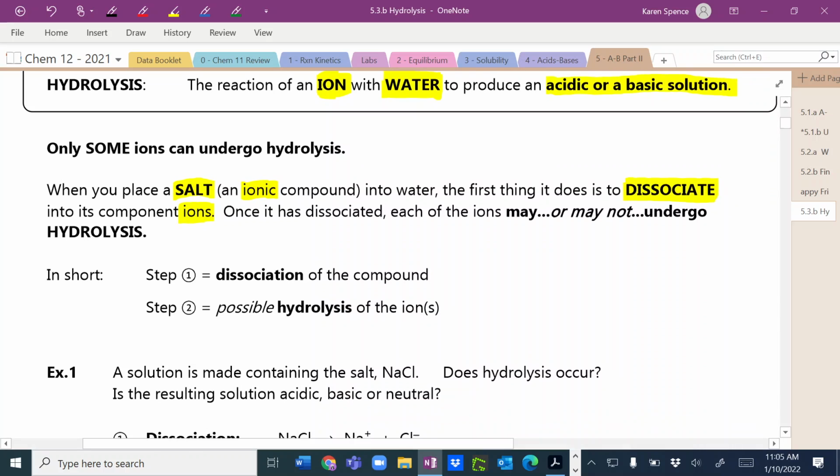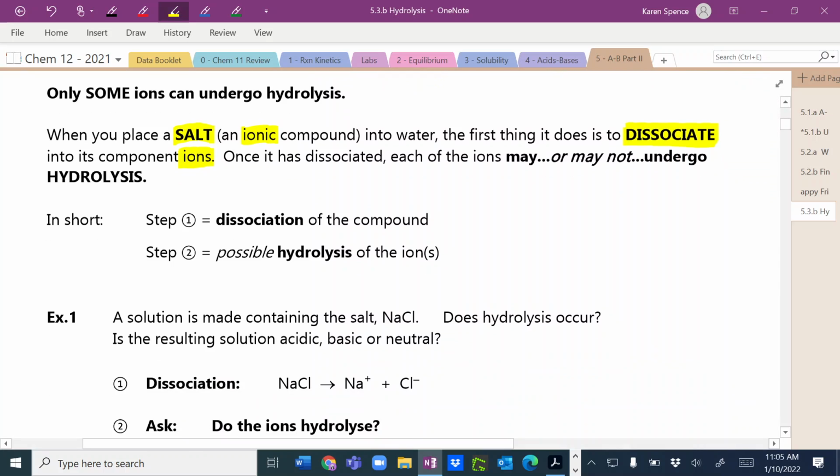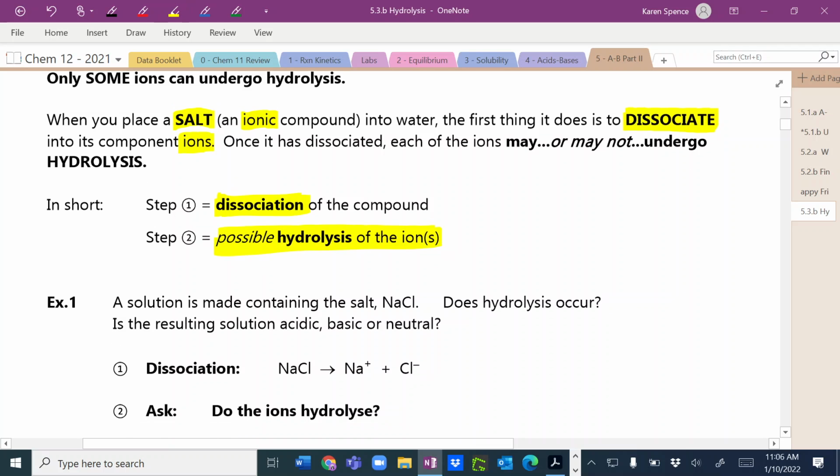Okay? So for all of these questions, the first thing you should be doing is dissociating the compounds so you get the ions, and then the second thing you will do is look at the possible hydrolysis of the ions.